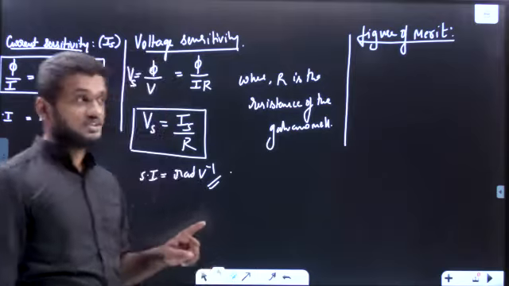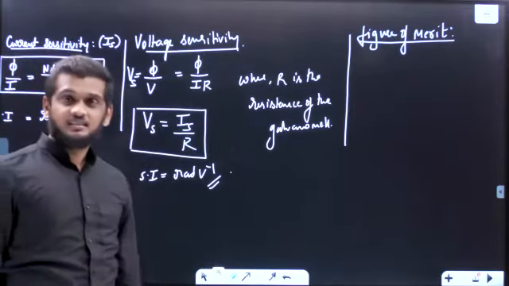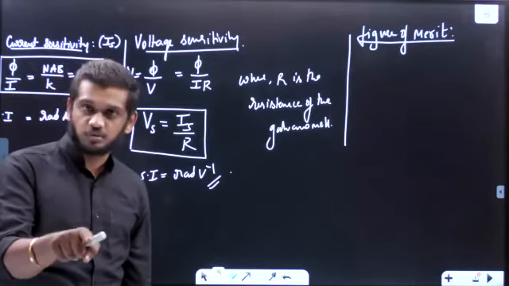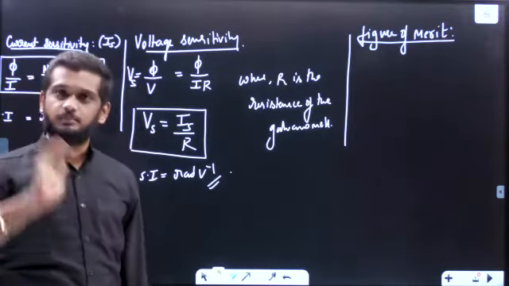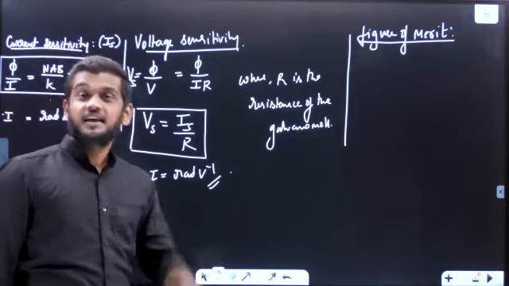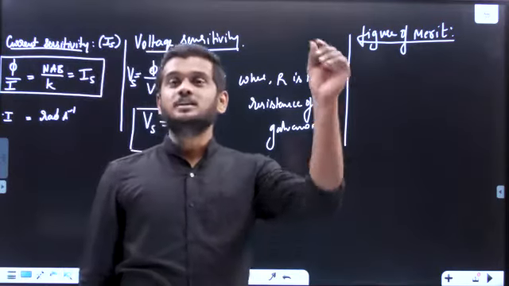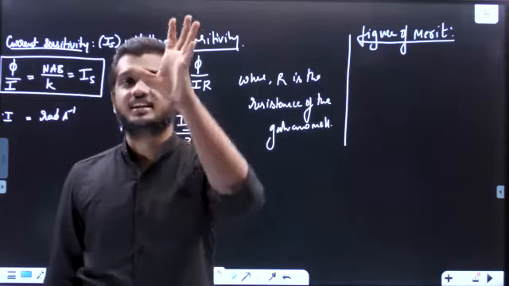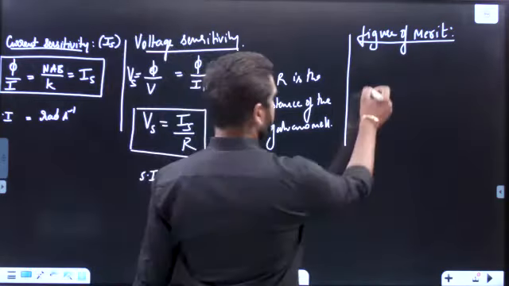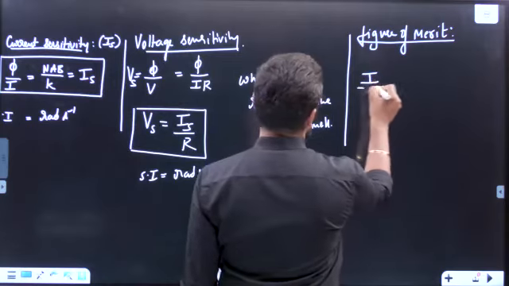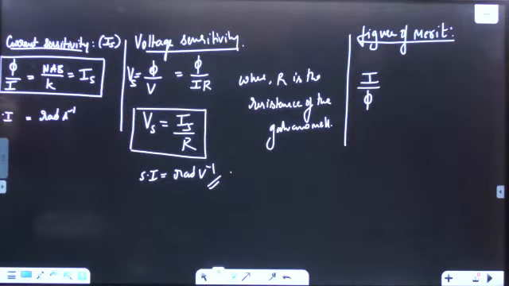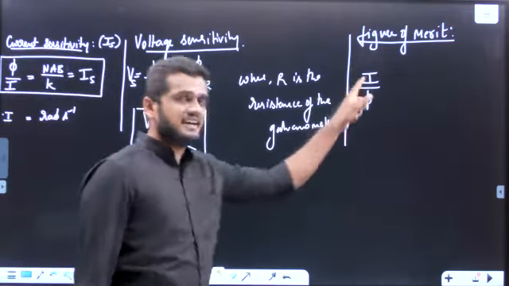Remember, don't get confused. Current sensitivity is how much deflection the galvanometer will produce when the current is 1 ampere. Figure of merit is how much current is required for the galvanometer to produce 1 degree of deflection. So figure of merit is basically I divided by θ. Current sensitivity is θ by I. So figure of merit is I by θ.